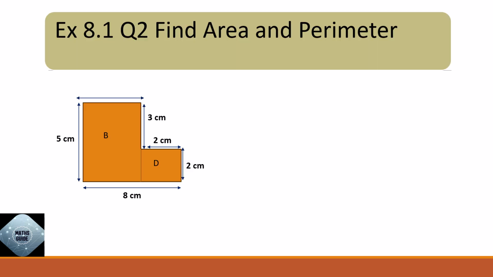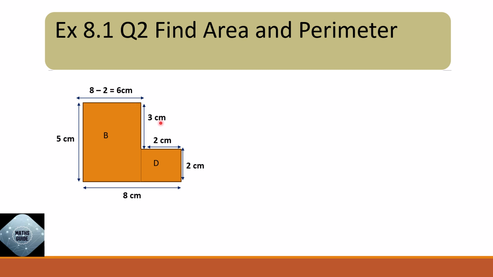Here we have a compound shape. We have to find out the area and perimeter of the shape. Now let's see first of all the dimensions or sides of this shape. Here we have 3 centimeter, then 2 centimeter, again 2, then 8, then 5. So what about this side? How can we find out the length of this side? We can easily find it by subtracting this 2 centimeter from this 8 centimeter. So we subtract 2 from 8 and we get this side of the shape. So this is 6 centimeter.